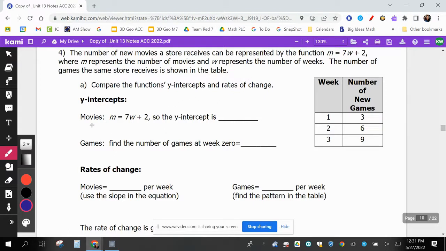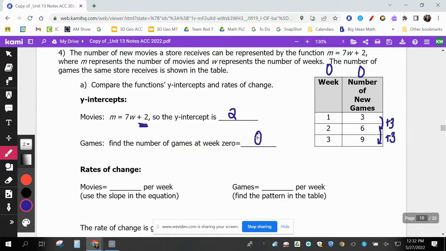So for y-intercepts, movies, they said m equals 7w plus 2, and the y-intercept is whatever is being added or subtracted on, in this case a positive 2. For games, find the number of games at week 0. So if it was week 0, since all of these are adding 3, I'm going to take away 3 and I get 0.